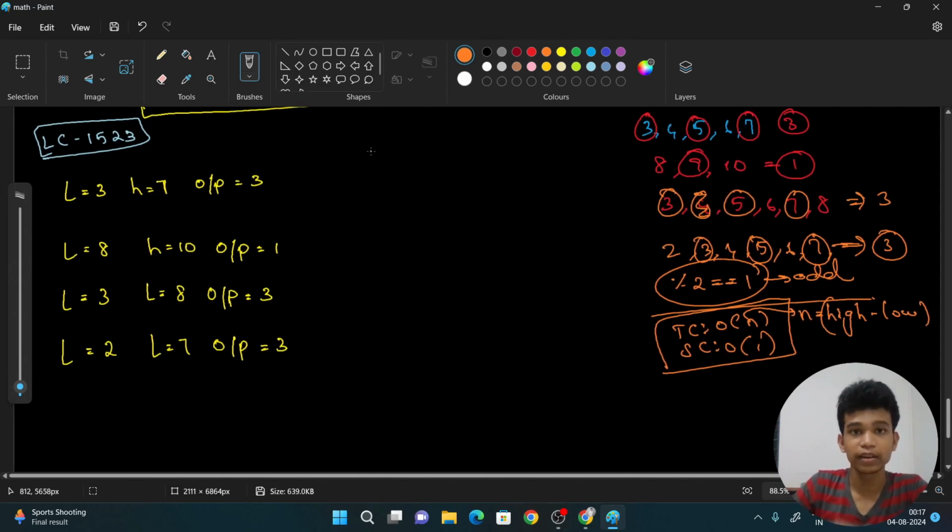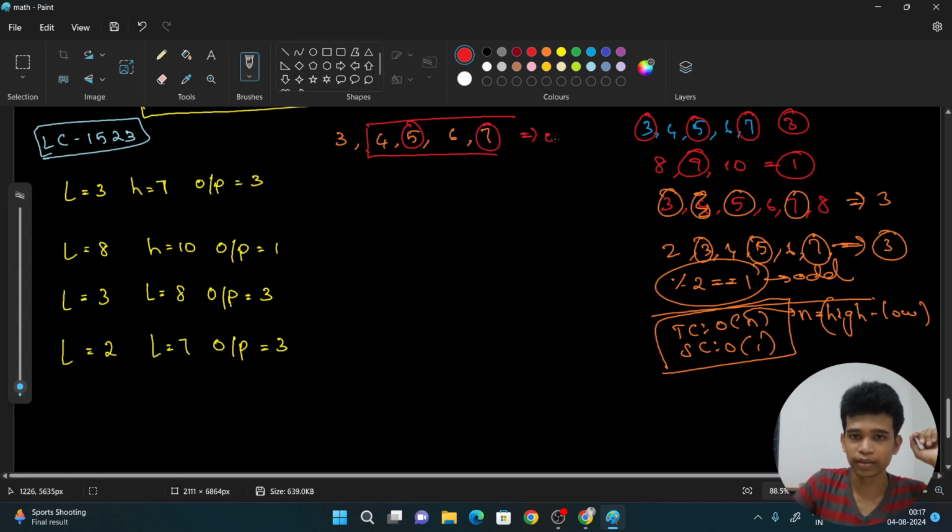Okay. Let us think in a different way. See here, in the first example it is 3, 4, 5, 6, 7, right? Now tell me, if I don't take this 3, I will take 4, 5, 6, 7. Inside this, how many odd numbers are there? I can say this one and this one are odd numbers. So inside this range there are only 2 odd numbers.